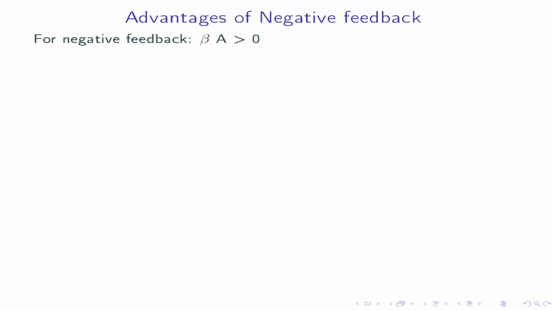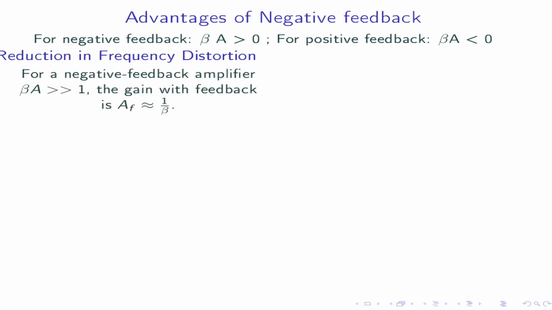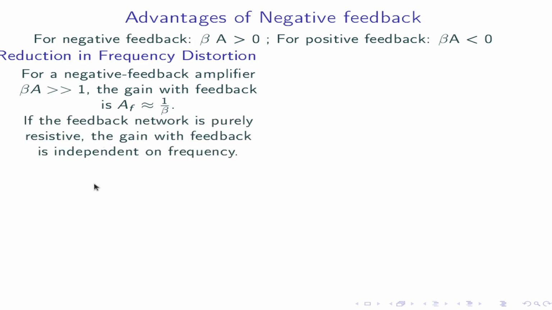Advantages of negative feedback. For negative feedback, beta A is greater than 0, and for positive feedback, beta A is less than 0. Reduction in frequency distortion. For a negative feedback amplifier, beta A is normally very much greater than 1. We know AF is equal to A by (1 plus beta A). Since beta A is very much greater than 1, 1 plus beta A is approximately equal to beta A. Therefore, AF is approximately equal to 1 by beta. If the feedback network is purely resistive, the gain with the feedback is independent of frequency. Thus, the frequency distortion reduces in negative feedback.